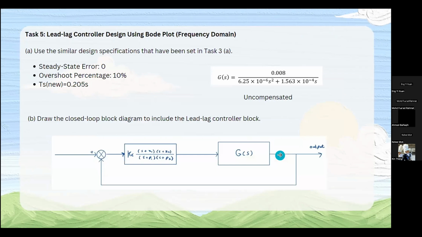Okay, for task 5, we need to design the controller using lead lag from the Bode plot. First we need to visualize the desired values from task 3, which are 0 for steady-state error, 10% overshoot, and 0.205 for setting time. Here you can see the block diagram at the bottom.